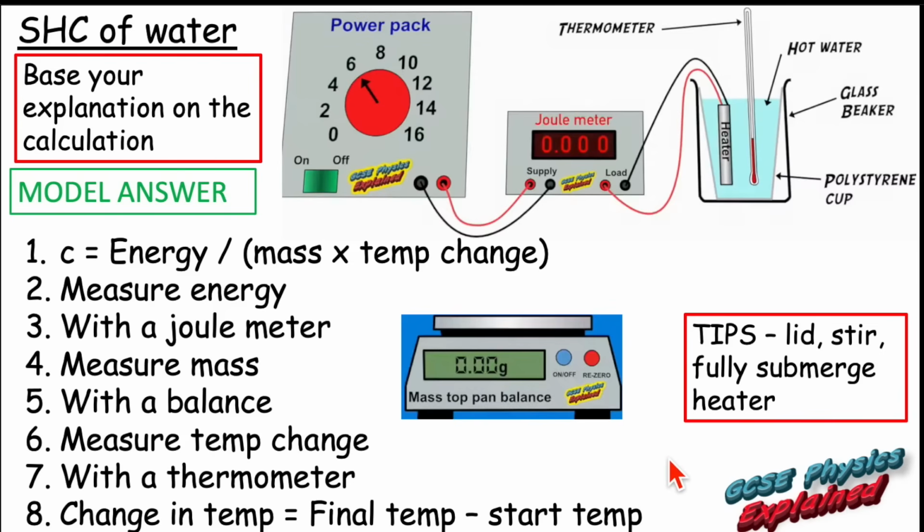If they ask slightly different questions and they say that the energy value is not correct, how could you correct that? You'll say put a lid on the top. They can sometimes say the specific heat capacity hasn't come out very well. What other reasons could that be? Well, it might be that you haven't measured the mass correctly, or you haven't measured the temperature correctly. So stir the water so that the thermometer is not sitting in a hot spot or a cold spot, and also make sure that the heater is fully submerged under the water, so you're not wasting the energy from the heater into the air.